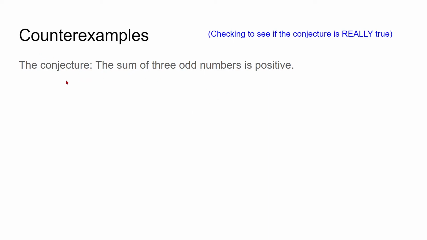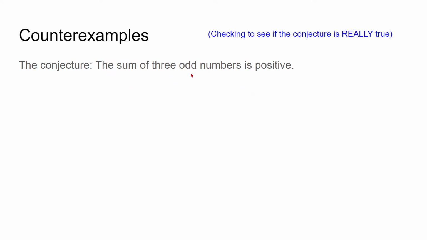Okay, here's another one. The conjecture, the sum of three odd numbers is positive. Now we're doing the counter examples. So counter example is where you're trying to basically break the rule. You're trying to make it so that it doesn't work. You want to show that, oh no, this isn't right. So the sum of three odd numbers is positive.